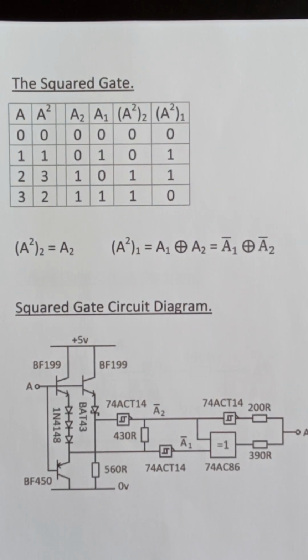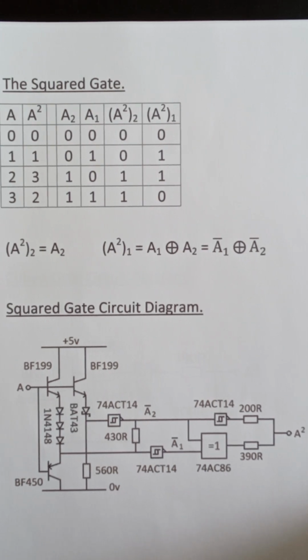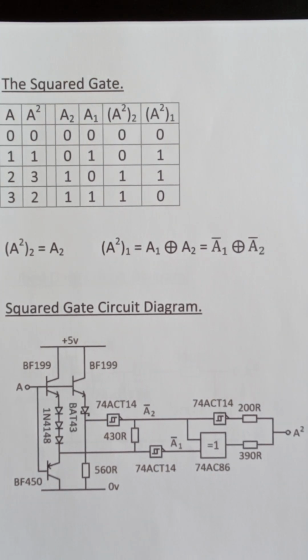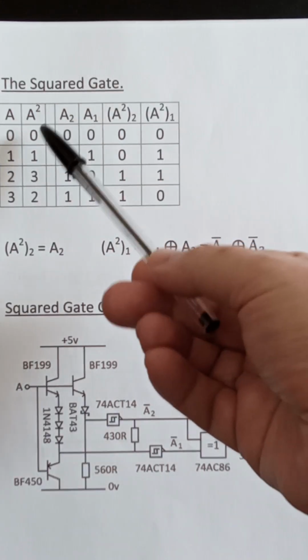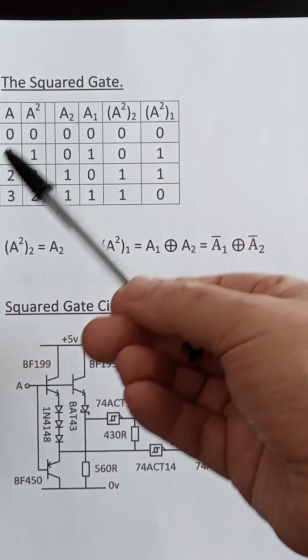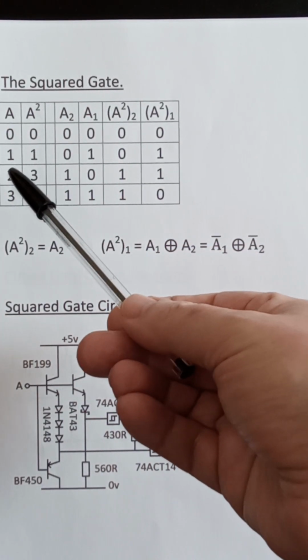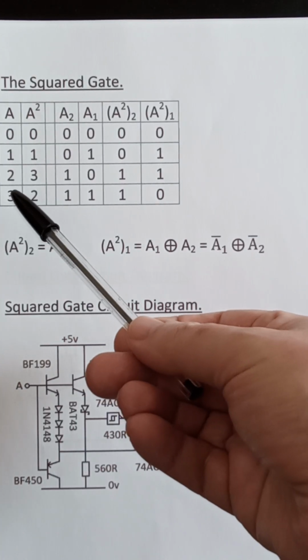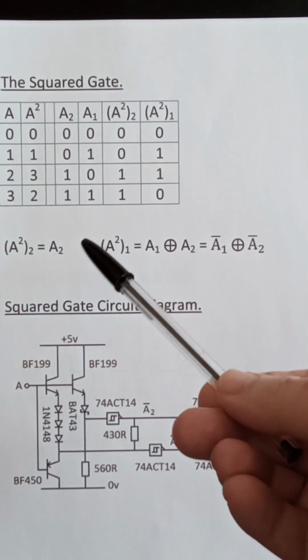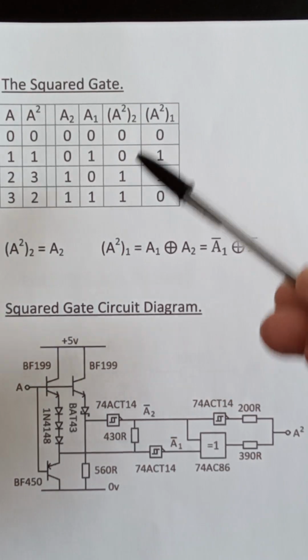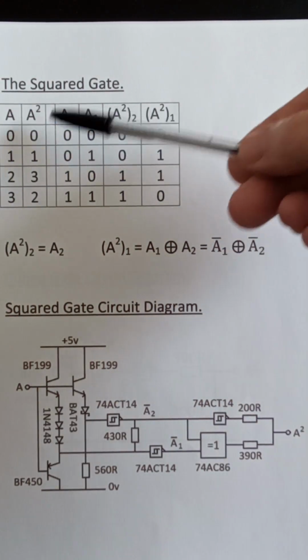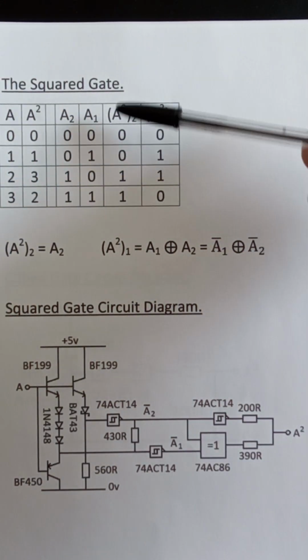So we're going to have a look at the unary operators. I think I can just squeeze that in. Yeah. So the squared gate is A times A. So 1 times 1 is 1, 2 times 2 is 3, and 3 times 3 is 2, according to the product function truth table. Here we have, again, quaternary to binary conversion.